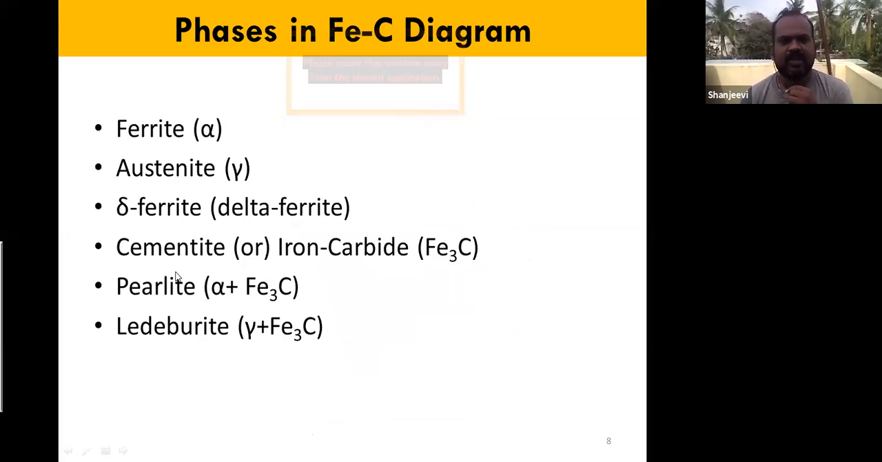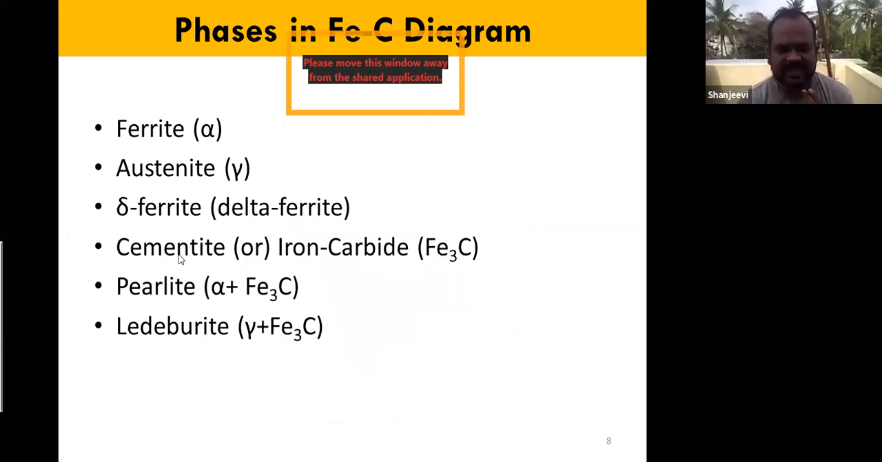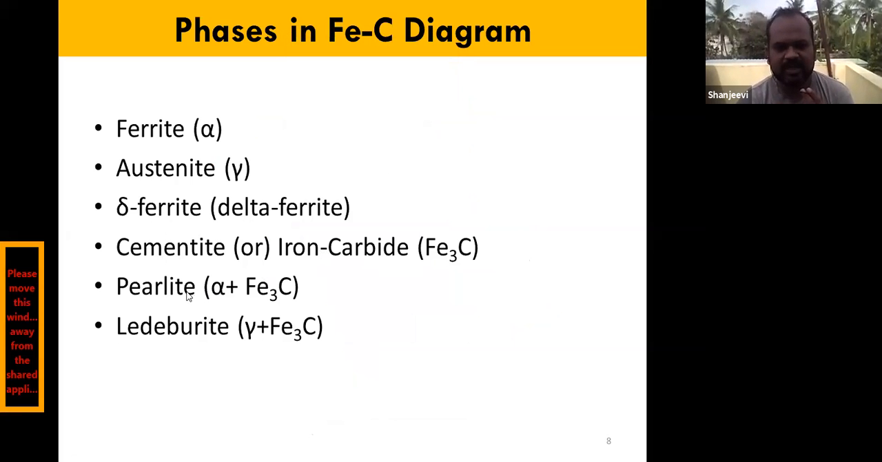Right. Now the same thing, I'm going to give a brief about these phases. What is ferrite? What is austenite? What is delta ferrite? What is cementite? What is pearlite? What is ledeburite? These are the common elements that will be described in this.